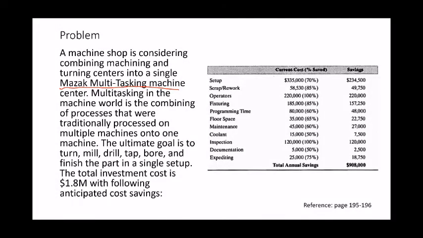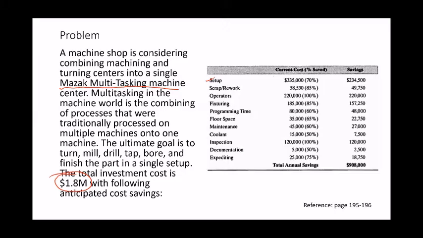Now, the ultimate goal is to turn, mill, drill, tap, bore, and finish the part in a single setup. So that is the main function of the multitasking machine. And take note, the total investment cost is 1.8 million. That is the cost of the machine. And we have the anticipated cost savings. When you say anticipated, this is the estimated reduction in cost, or expected, yes. So anticipated or expected or estimated savings. For example, for setup, how many percent can we save with that machine? It is 70% of $335,000, which is equivalent to $234,500. So that is the total savings.